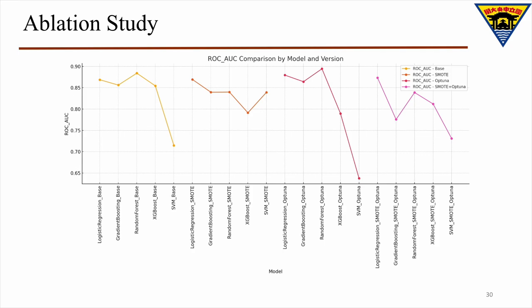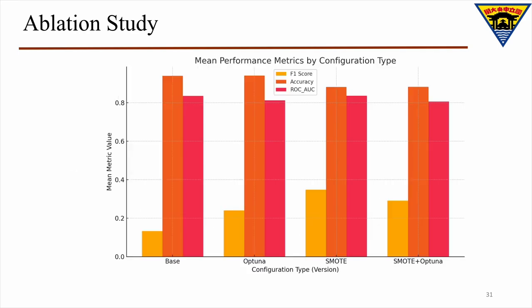And here is the ROC AUC. As you can see, using SMOTE or SMOTE plus Optuna gives better performance on the SVM than the others. Okay, here is the mean performance metrics by configuration type. As you can see, because dementia or not is very imbalanced data, we choose the F1 score as our first-tier evaluation metric to focus on. So here, you can see SMOTE is much higher than the others.